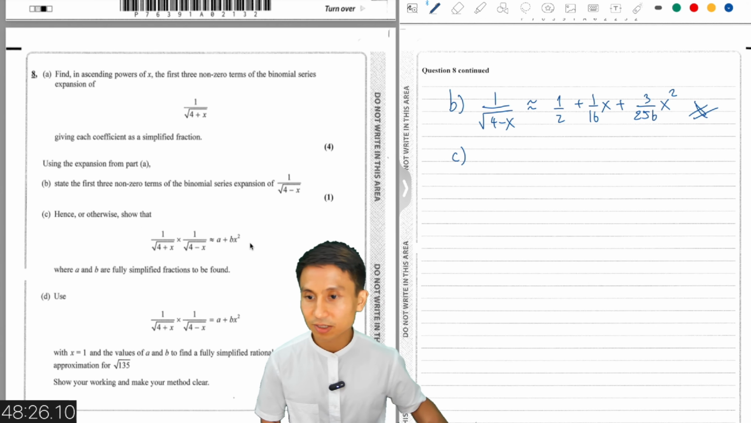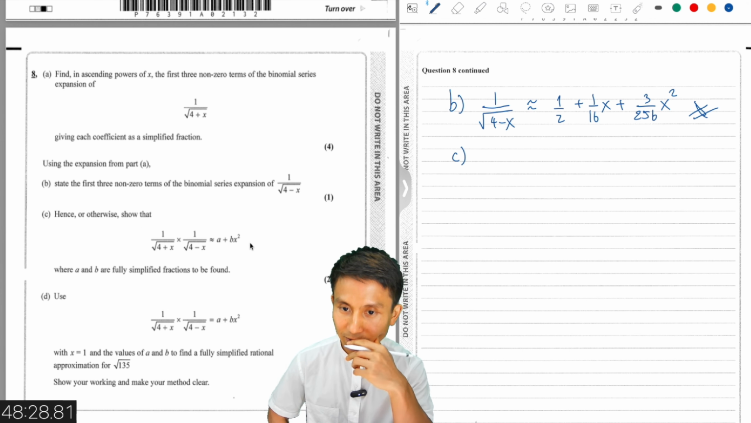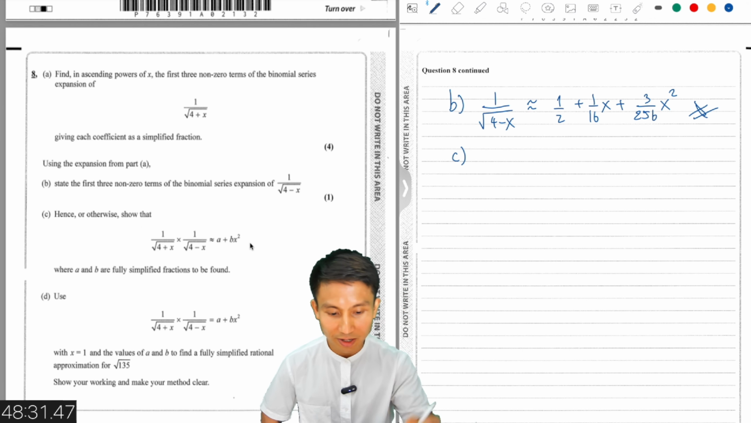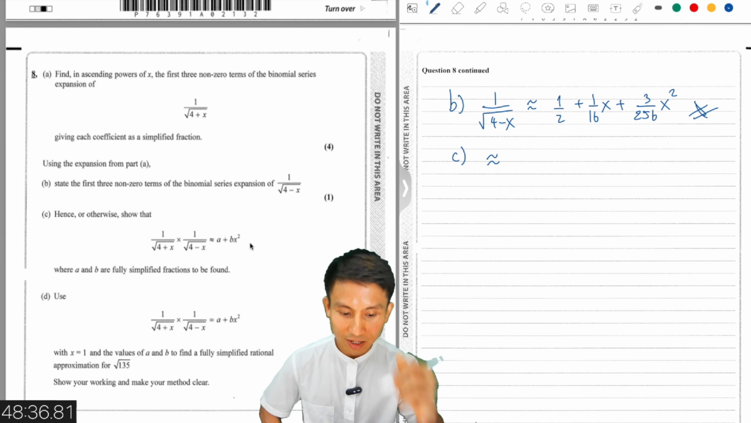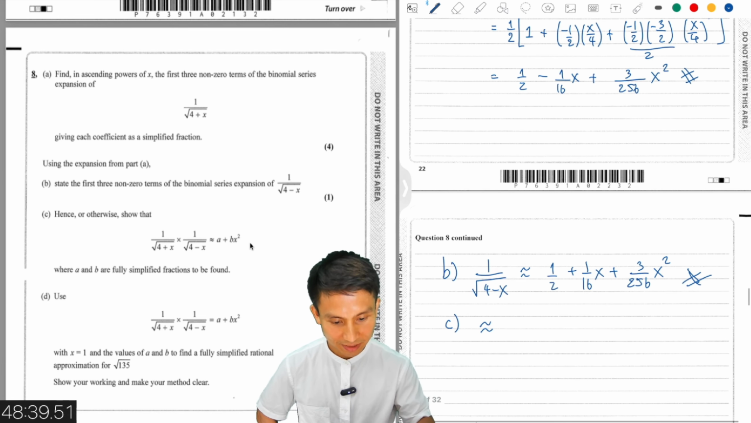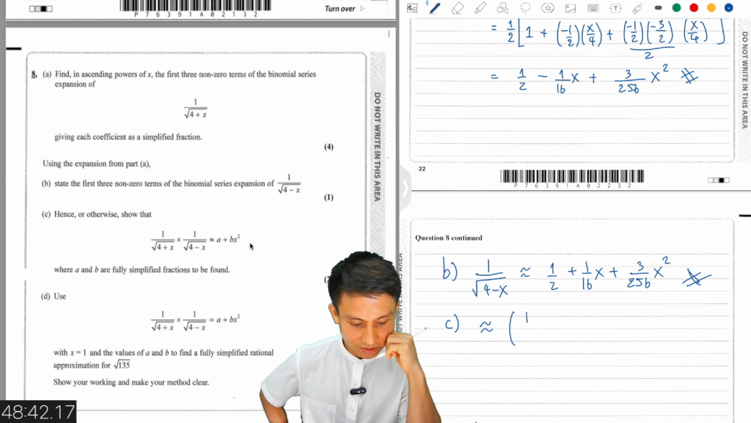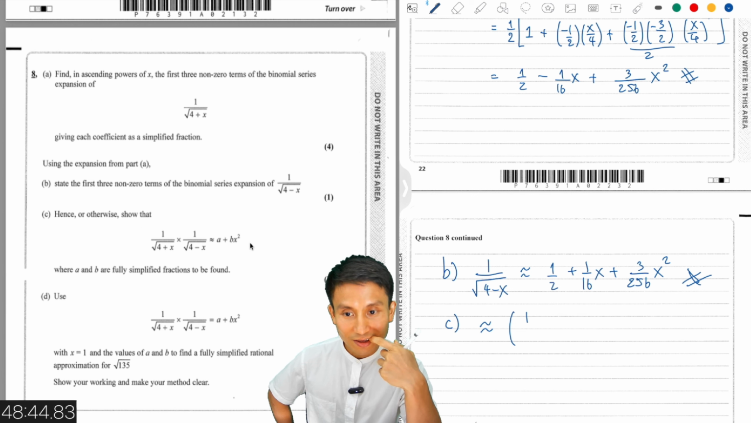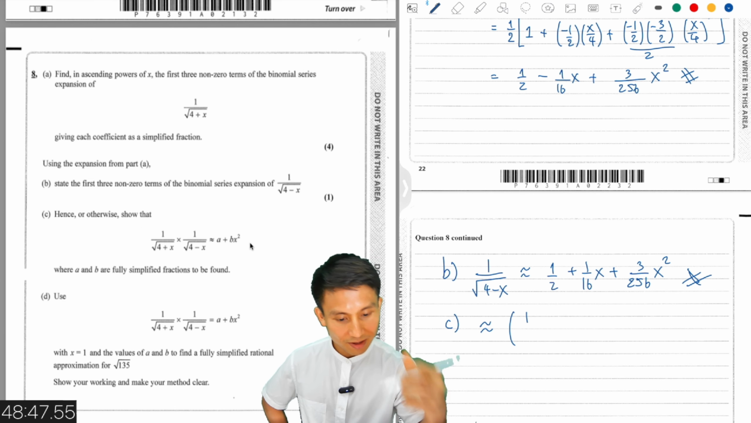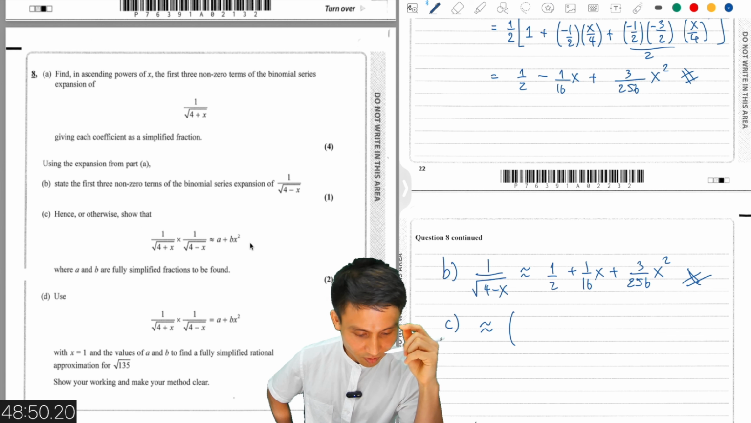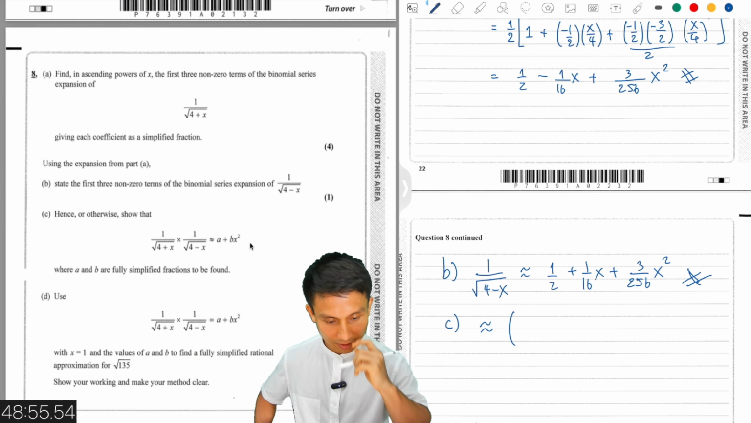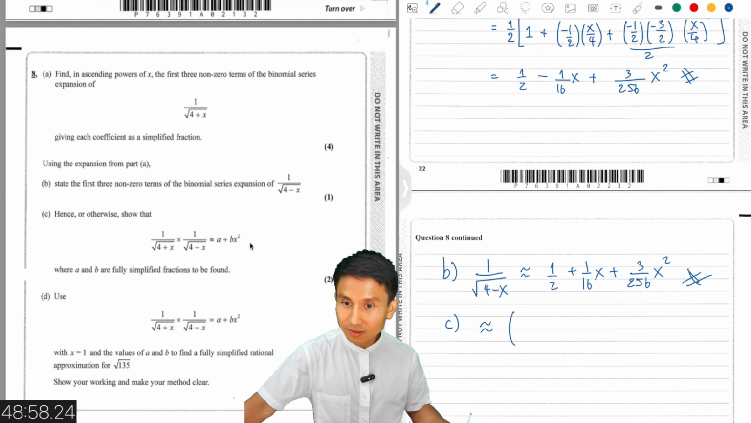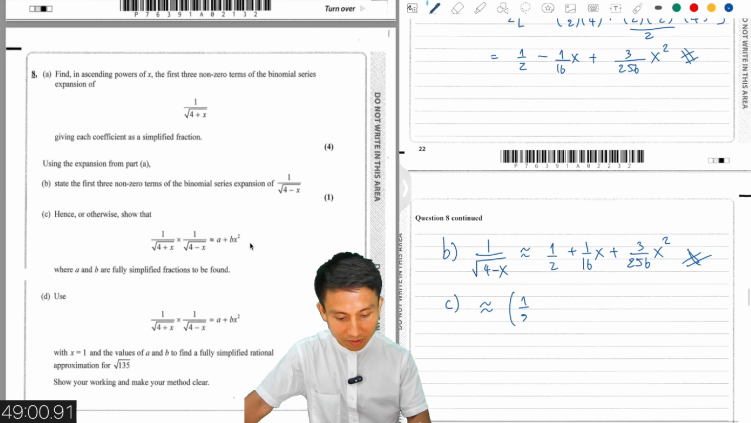Now part C, hence or otherwise show that blah blah blah is about a plus bx squared. All right, so I'm just going to write about there. We're going to multiply the two things. Okay, so interesting. Let me see. Let me think a bit how to go with this. Because the only term that is different is that and that, right? I mean, okay, yeah, let's multiply that all out.